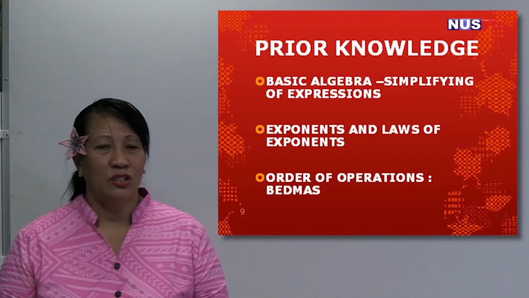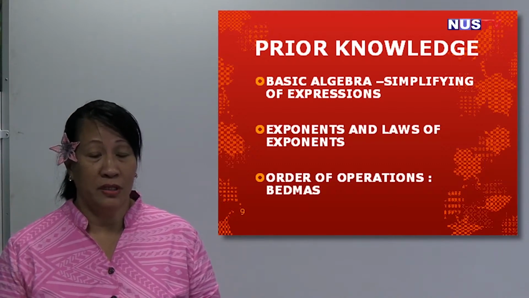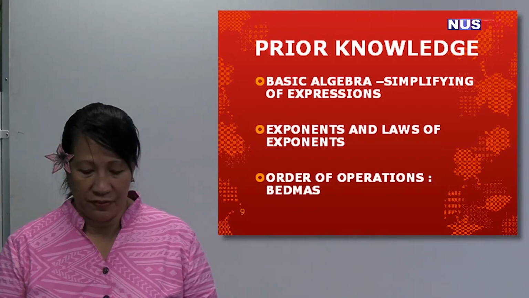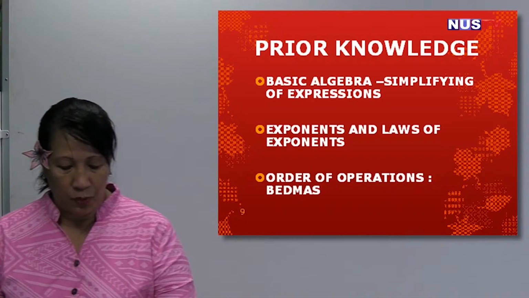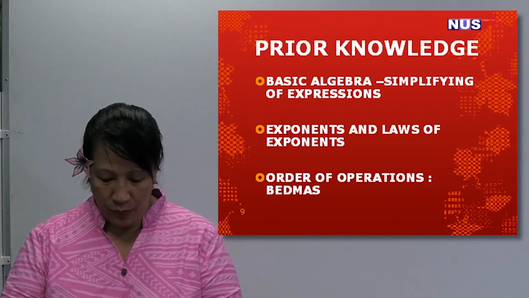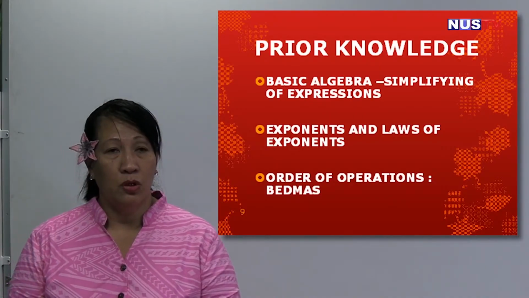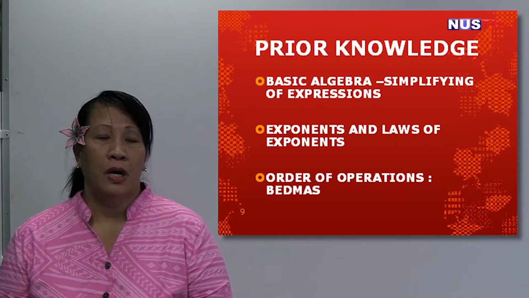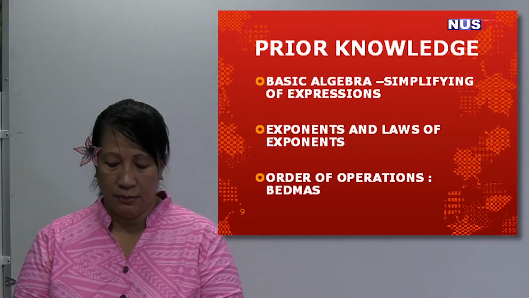The prior knowledge you're supposed to have learned from the lower level, Year 12 and even lower, are the basic algebra, simplifying of expressions, exponents and laws of exponents, and order of operation. As you all know, we call it PEMDAS. Remember, the word exponent is the same word as power or the word index. We use the word index sometimes.